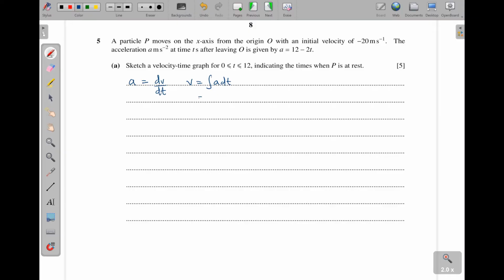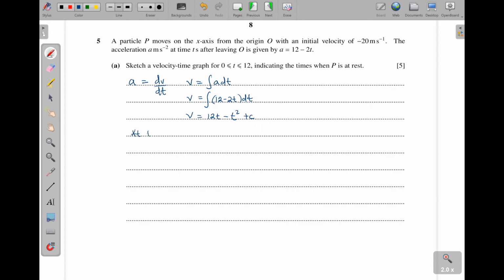So when we integrate 12 minus 2t with respect to t, we shall get 12t, then minus 2t squared over 2, that one will give us t squared, then plus c, because we don't know the constant that disappeared when they differentiated. So you have to put an arbitrary constant.